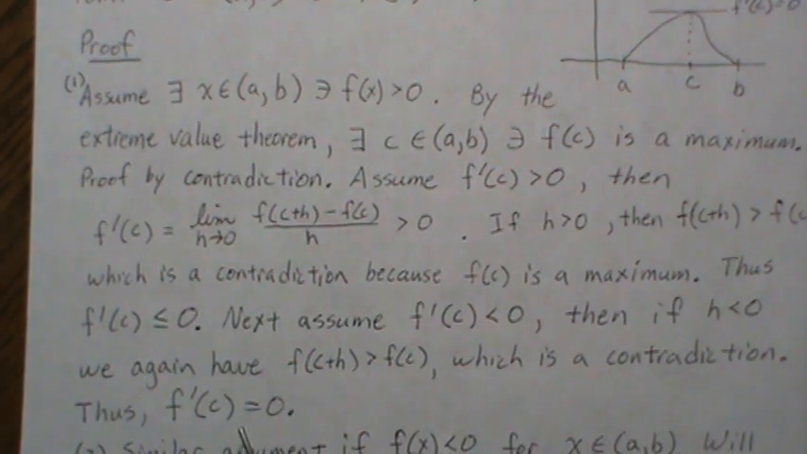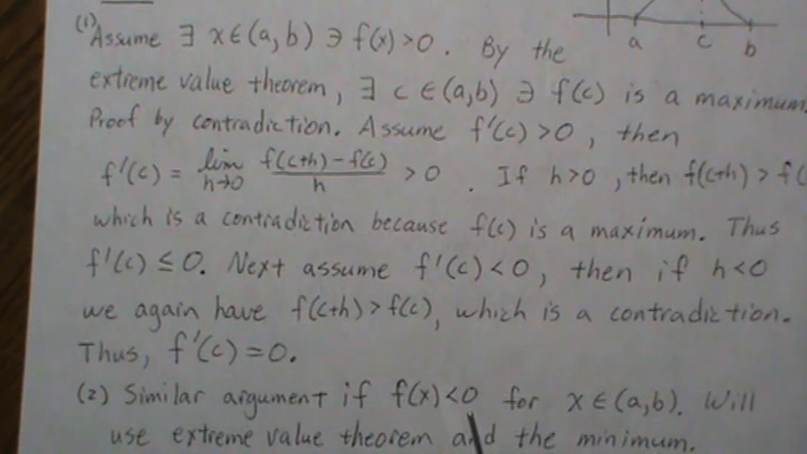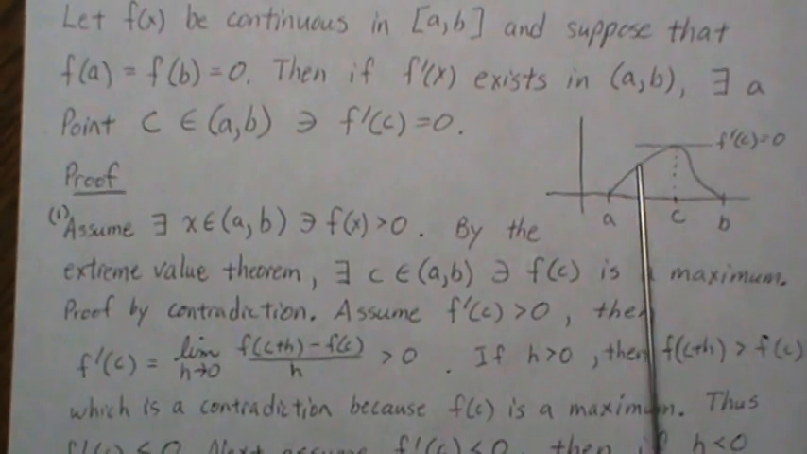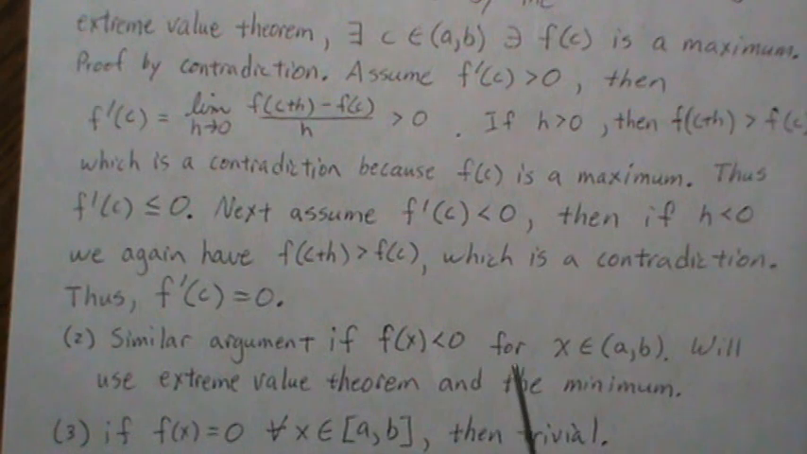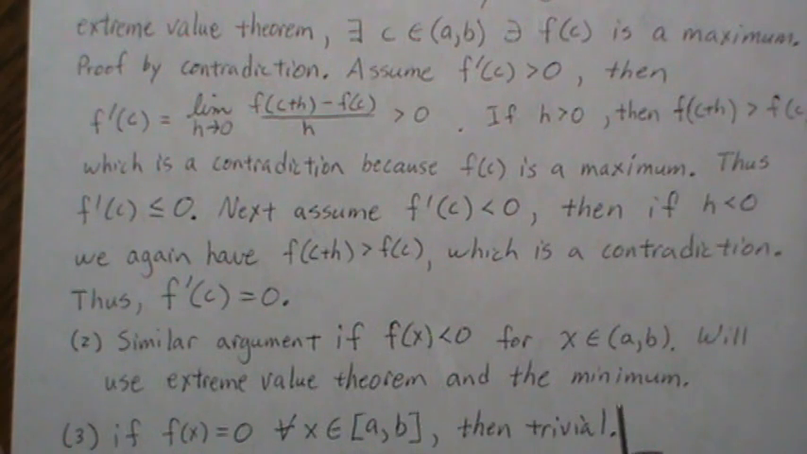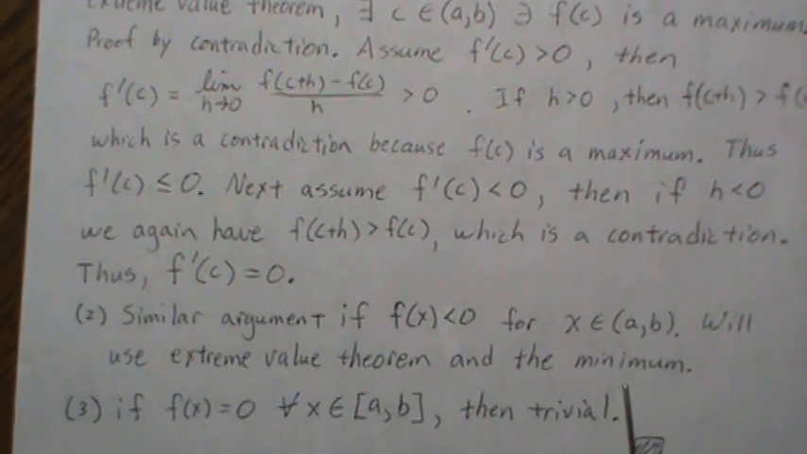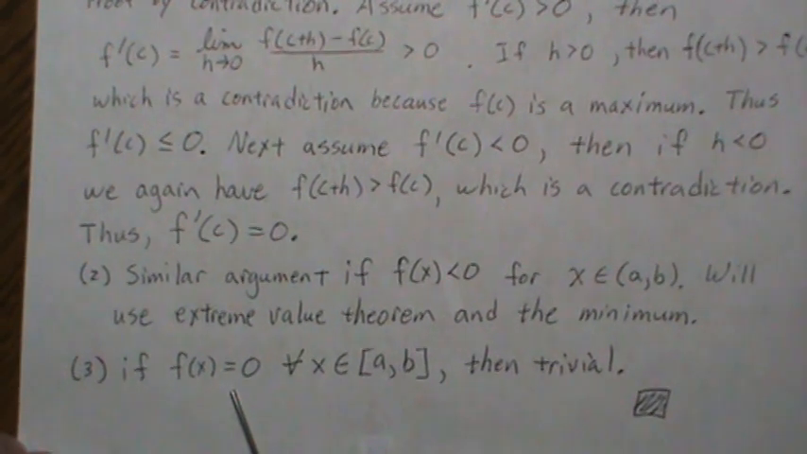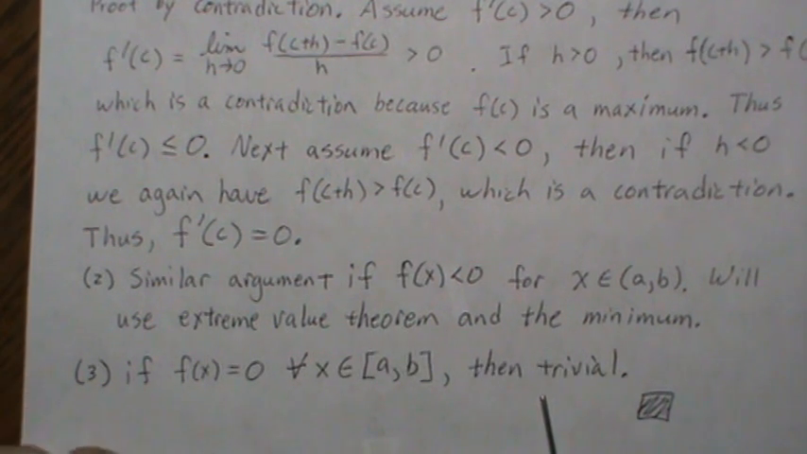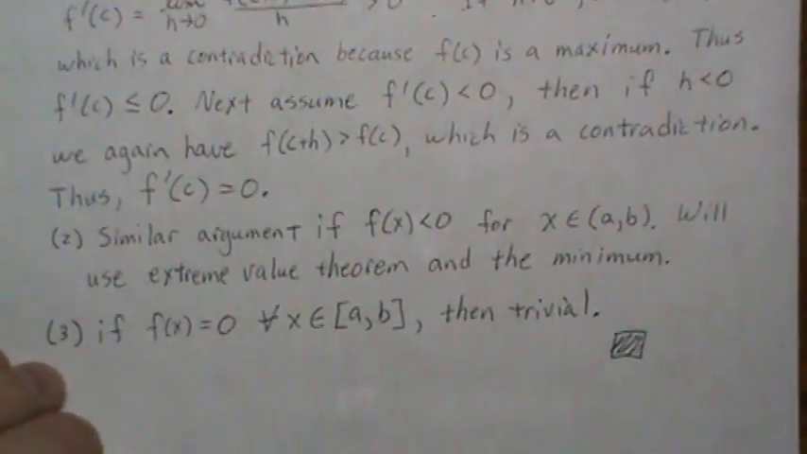Now, there's a similar argument if we assume that f of x goes below 0. So notice here, we assumed that f of x went positive, so it went above the axis. But if it goes below, for x in (a, b), we'll again use the extreme value theorem, which says that there is some value in there where f achieves its minimum. And also, if f of x stays 0 for all x in this interval, then it's trivially true because the derivative of a constant function is 0, and so therefore it's always true. And that's the proof of Rolle's theorem.